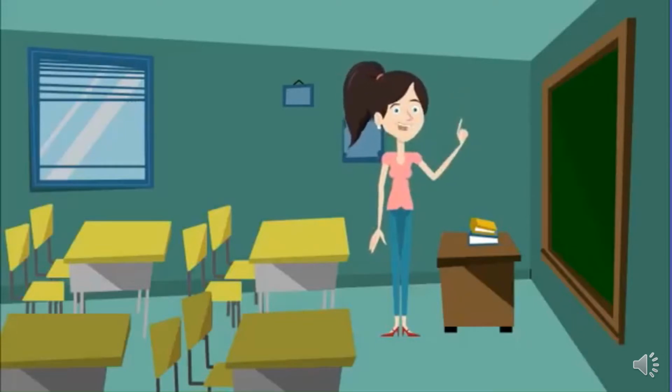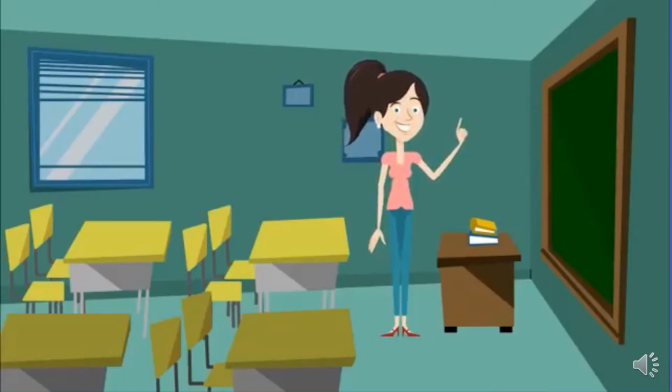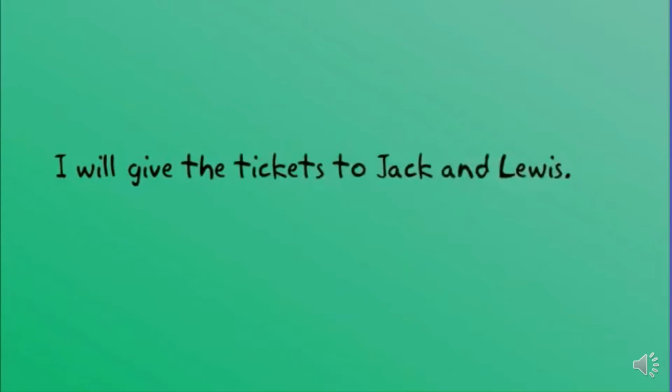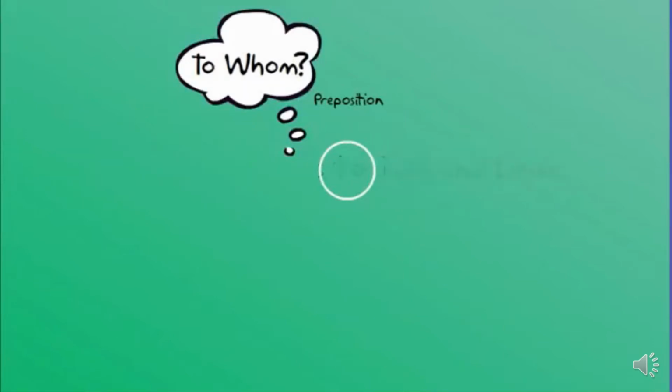Sometimes objects of prepositions can be compound, which means you can have two nouns or pronouns joined by a conjunction. Here's an example. I will give the tickets to Jack and Lewis. To is my preposition. To whom? The answer is Jack and Lewis.